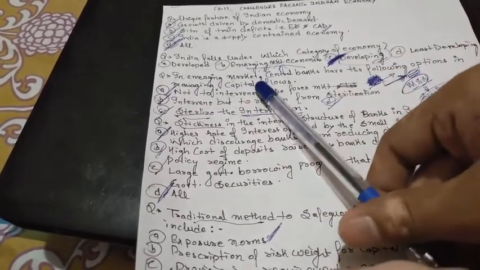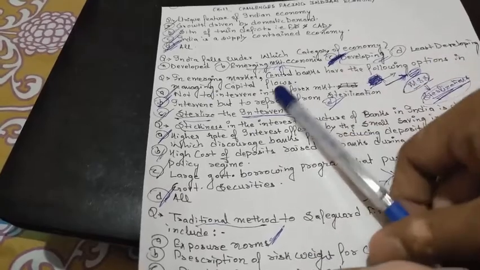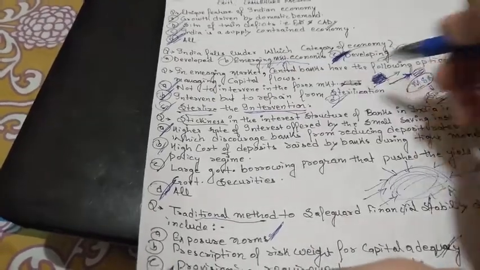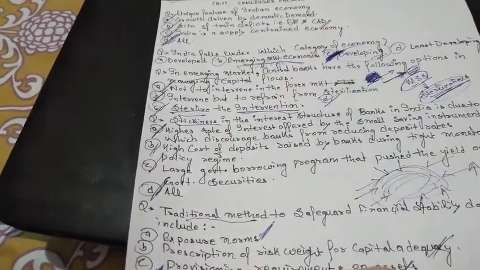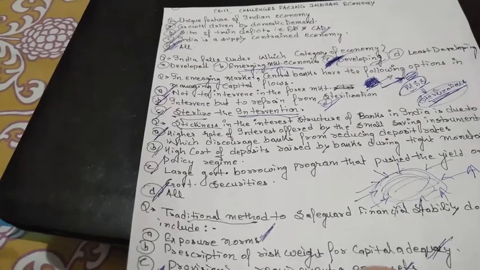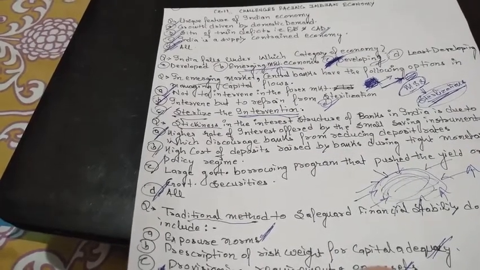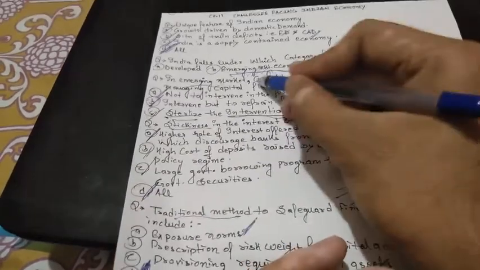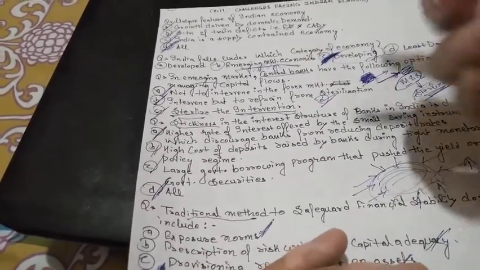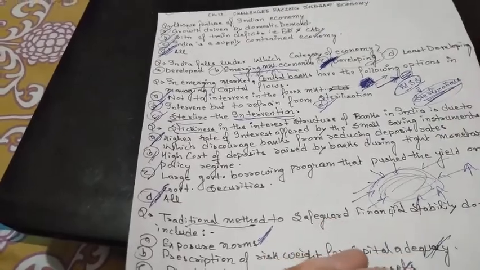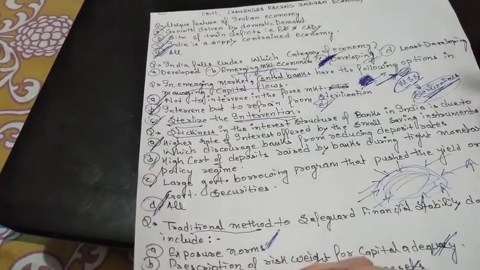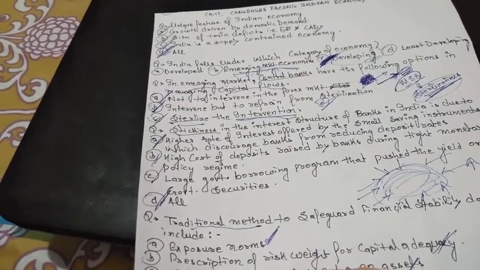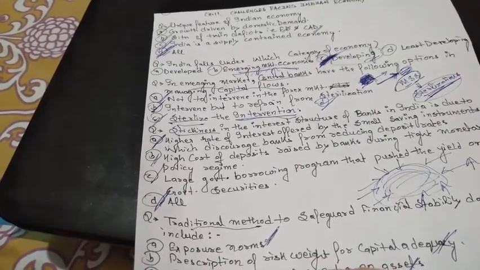Next question, in emerging markets, central banks have the following options in managing capital flows. First we will see what we mean by emerging market: one which is emerging in all the parameters, like GDP is increasing, exports are increasing, and so on. Central banks means RBI, I am giving an example of the central bank of any country. What are capital flows? Anything related to assets is capital flows. For example, currencies, foreign exchange currencies are examples of capital flows.